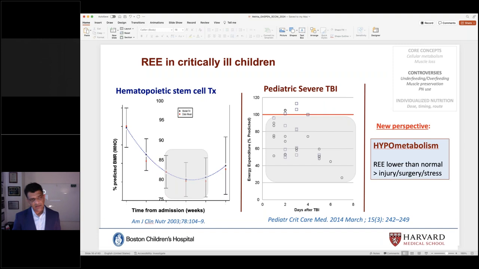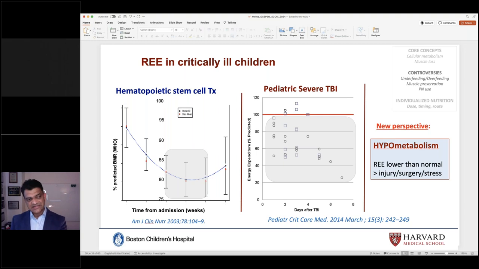With the advent of indirect calorimetry, as I said, we began to unravel some of these data. So on the left of this slide, you see a graph from Boston Children's several years ago, more than 20 years ago. We looked at stem cell transplant patients who we thought were severely inflamed, highly vulnerable patients. We thought nutrition was so key, and it still is. But when we started measuring their energy expenditure, on the x-axis, you can see time from admission in weeks.